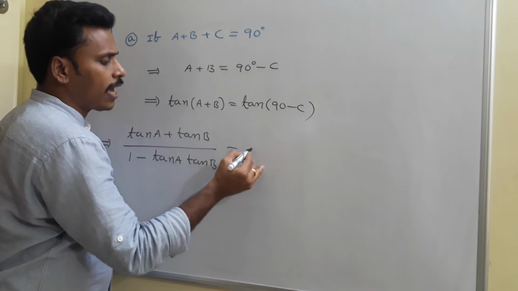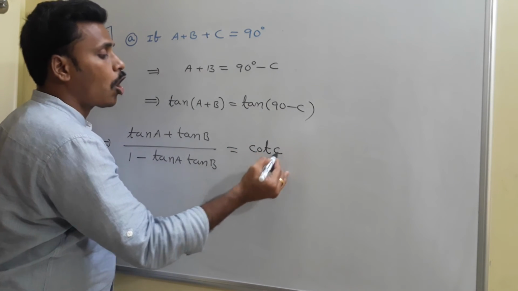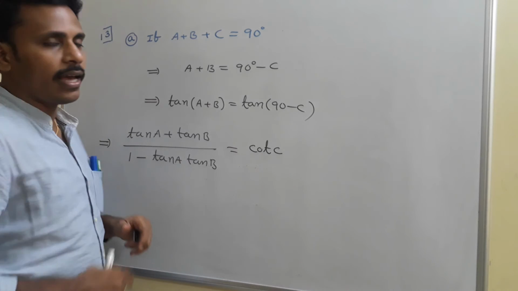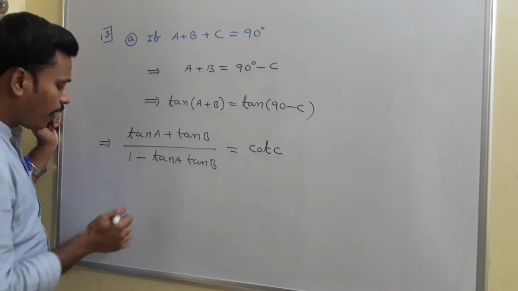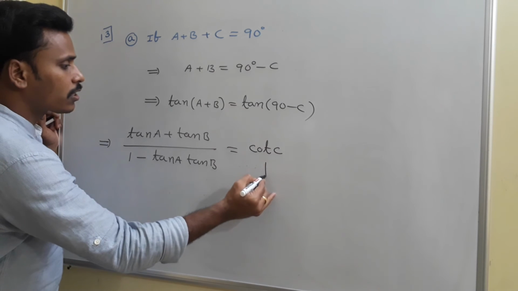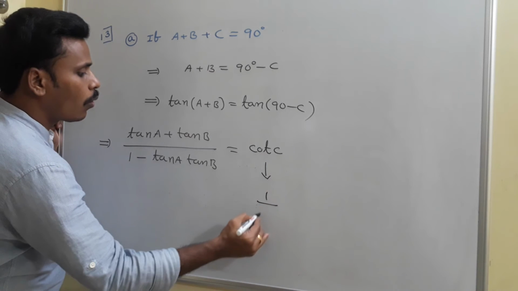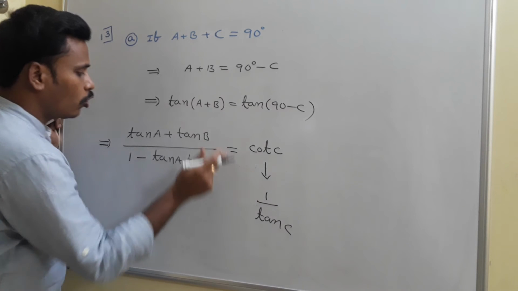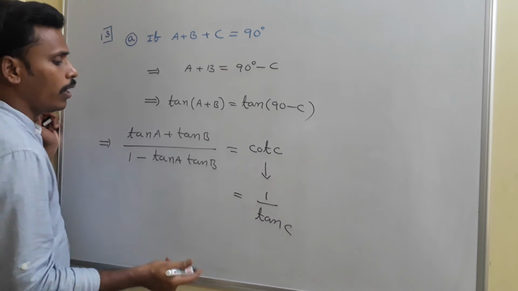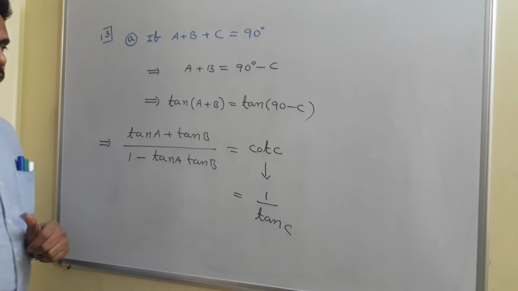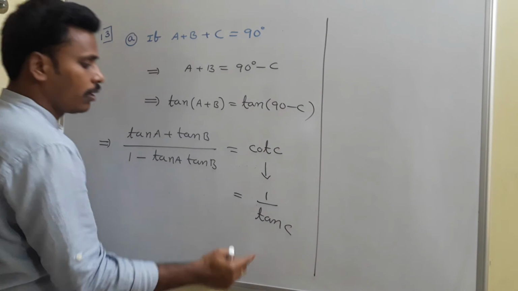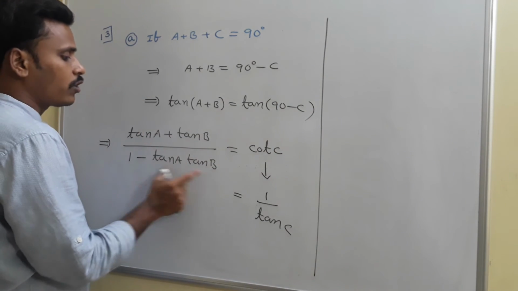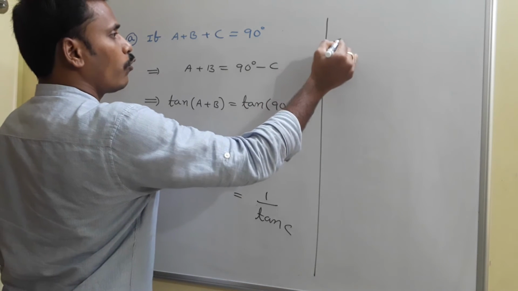What do you say about this tan of 90 minus c? Cot c, because 90 is there. 90 is the odd multiple of 90, so cot c. And in the next step, this cot c is nothing but 1 by tan c. So this expression is equal to 1 by tan c. And now you just do cross multiplication. Send tan c to this side and this 1 minus tan a tan b to that side.